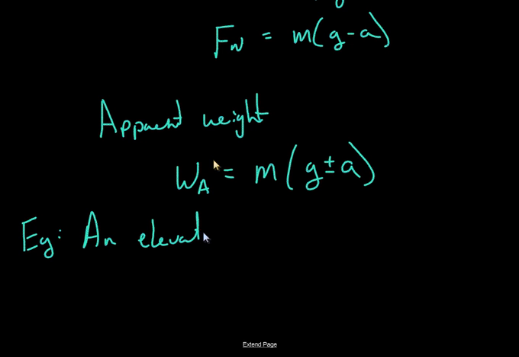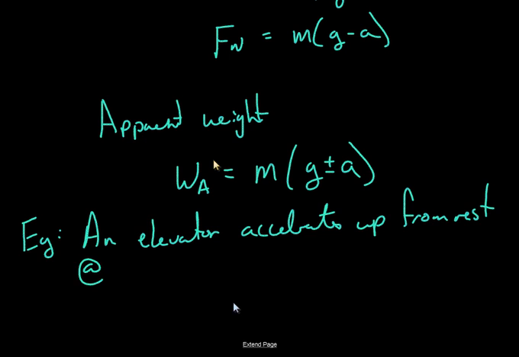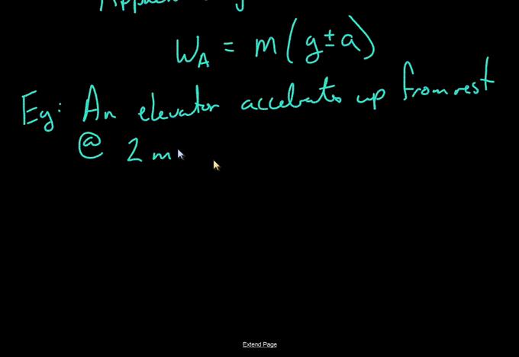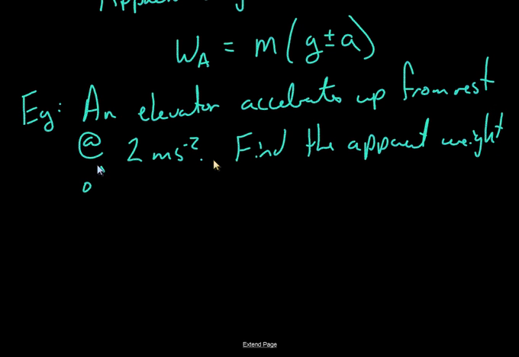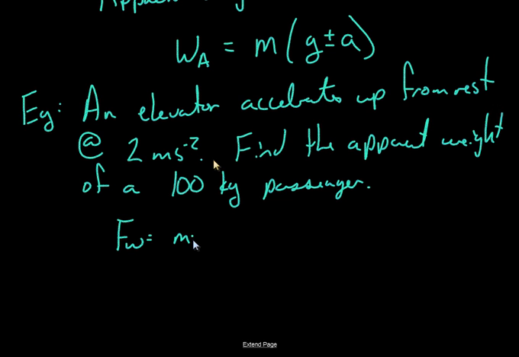An elevator accelerates up from rest at 2 meters per second squared. Find the apparent weight of a 100 kilogram passenger. So the first thing I want to note here is that the person's real weight, mg, will be 981 newtons.